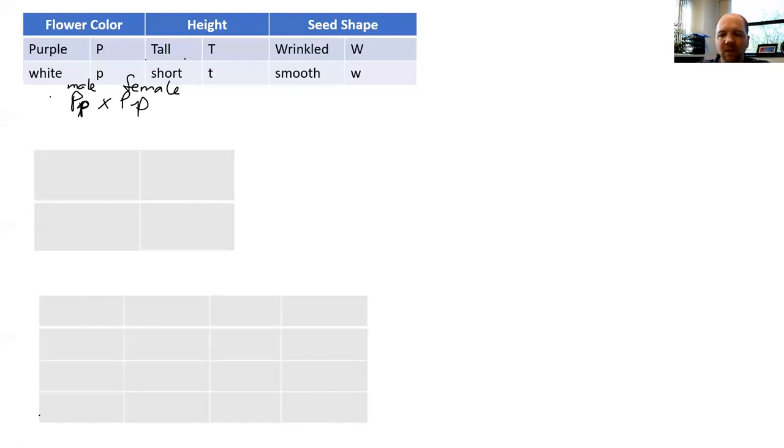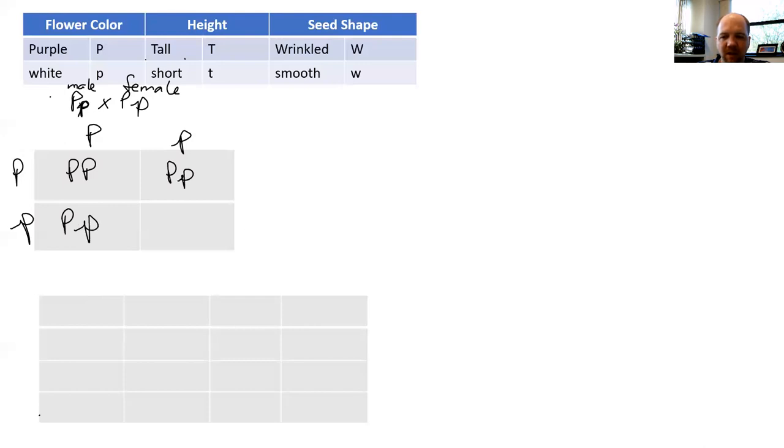So he's going to produce a sperm that either has a big P or a sperm cell that has a small p. Same thing for the female. So she has two alleles, each of them on different chromosomes. And so she's going to possibly produce a big P or a small p when it comes to the eggs. And then when we do the Punnett square, we just fill this out to see what our possibilities are.